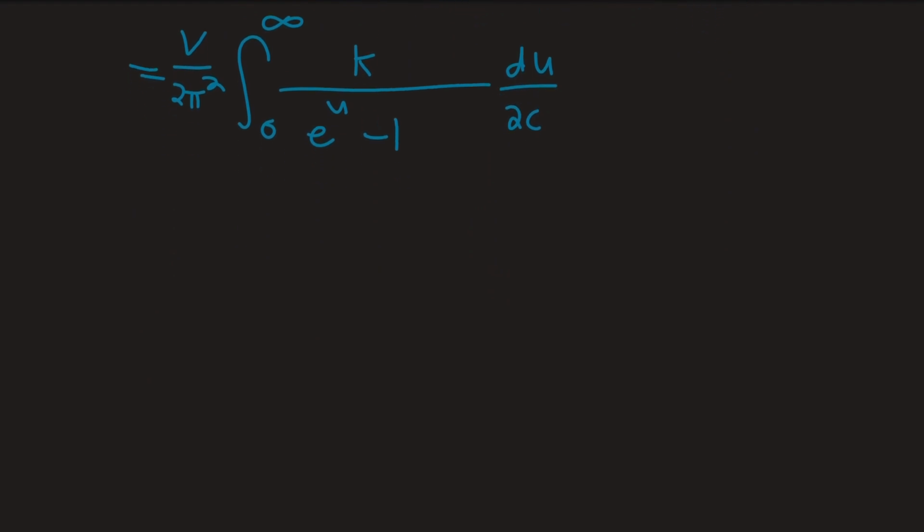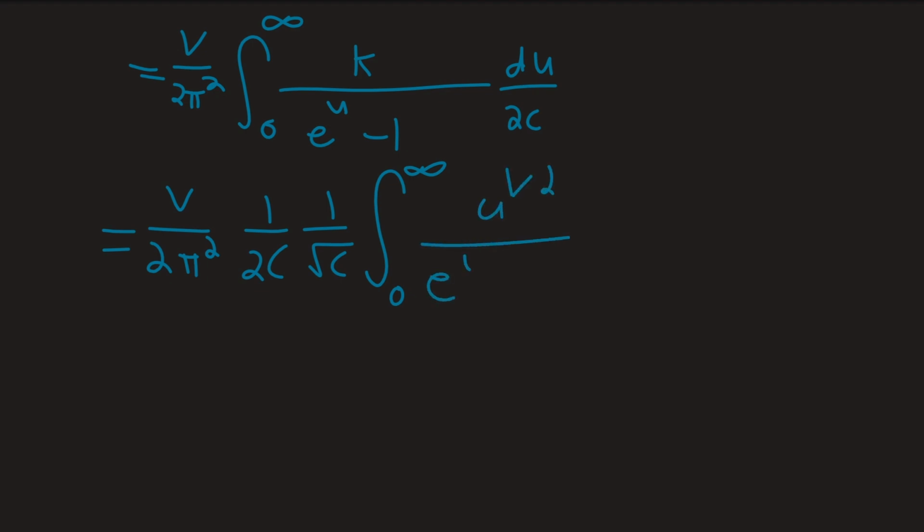So this just means that our n, again, is just equal to V over 2 pi squared times 1 over 2c times 1 over the square root of c times the integral from 0 to infinity of u to the 1/2 over e to the u minus 1 du. And now our integral looks a lot nicer, but we could use some analysis and derive the formula, but I'm going to save that for a separate short, actually.